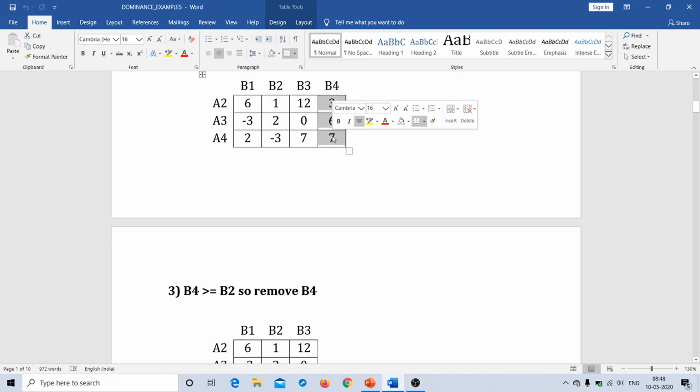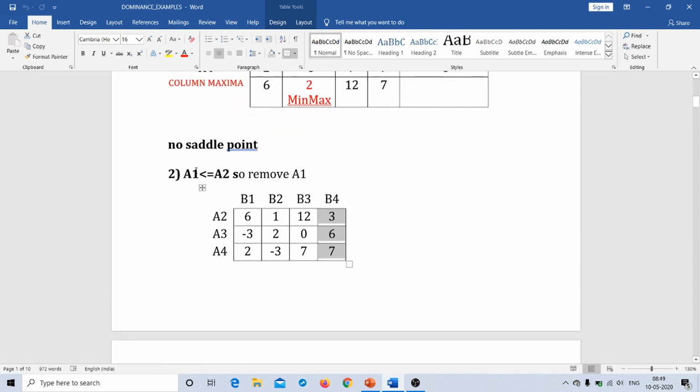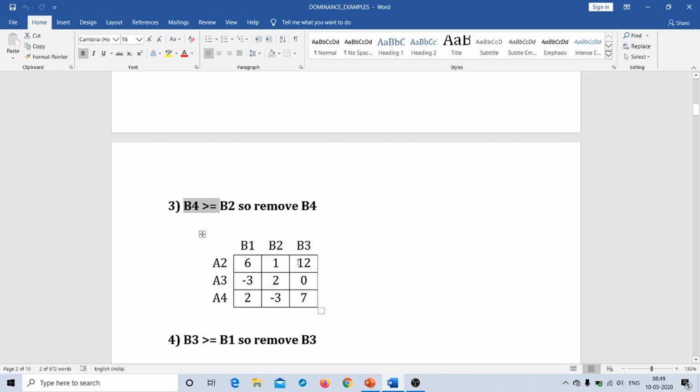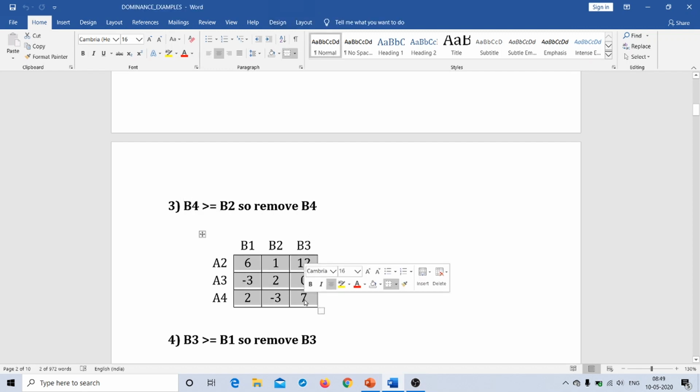So there's a slight difference. If a row is less than or equal to another row, you remove the first row. If a column is greater or equal to the other column, you remove the first column. So be careful with this relational operator. For row, it is less than or equal to, and for column, it is greater than or equal to. So I land up removing the fourth column, and then my matrix gets reduced to 3 cross 3.